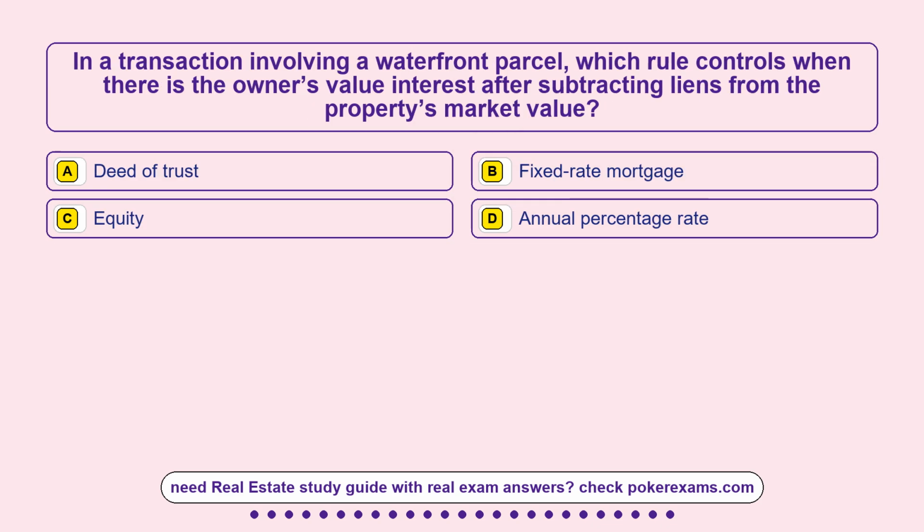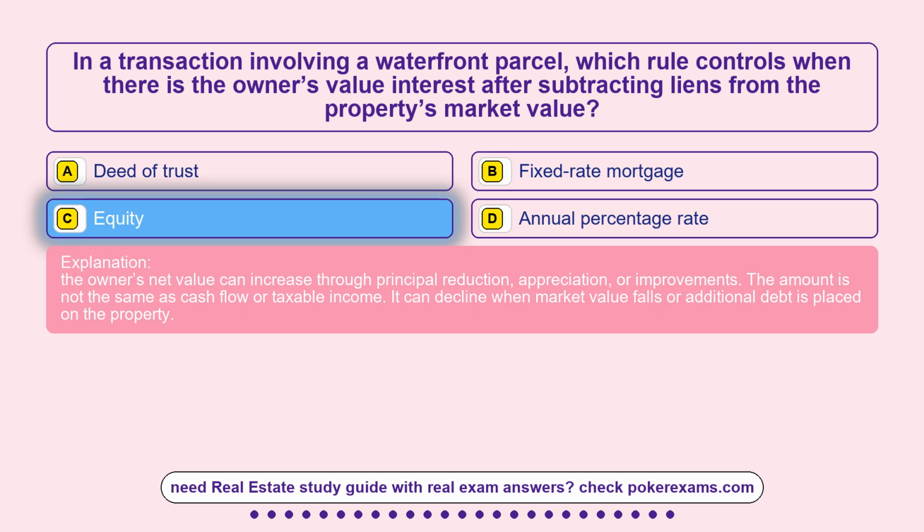Question 8. In a transaction involving a waterfront parcel, which rule controls when there is the owner's value interest after subtracting liens from the property's market value? Option A. Deed of trust. Option B. Fixed-rate mortgage. Option C. Equity. Option D. Annual percentage rate. The correct answer is option C, equity.